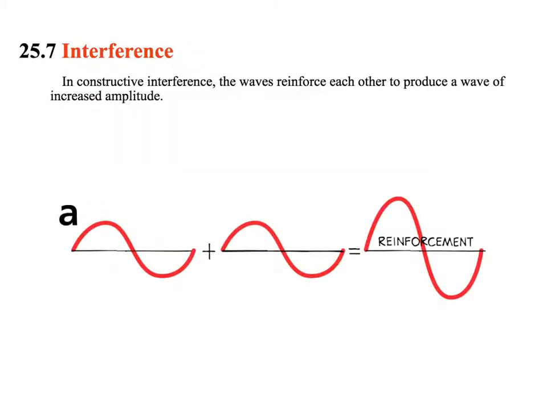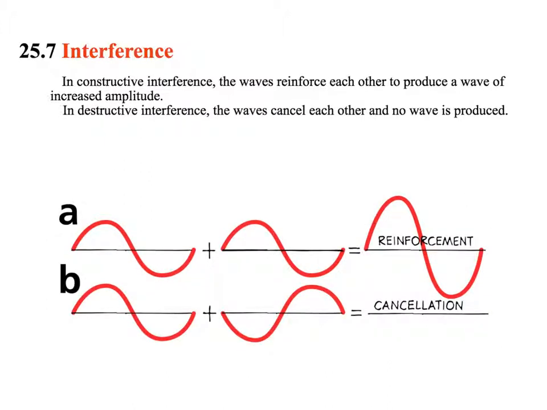In constructive interference, the waves reinforce each other to produce a wave of increased amplitude. You notice that this one is higher than the other two. In destructive interference, the waves cancel each other and no wave is produced. You see how these are exact opposites of one another? You get cancellation. They both cancel out.